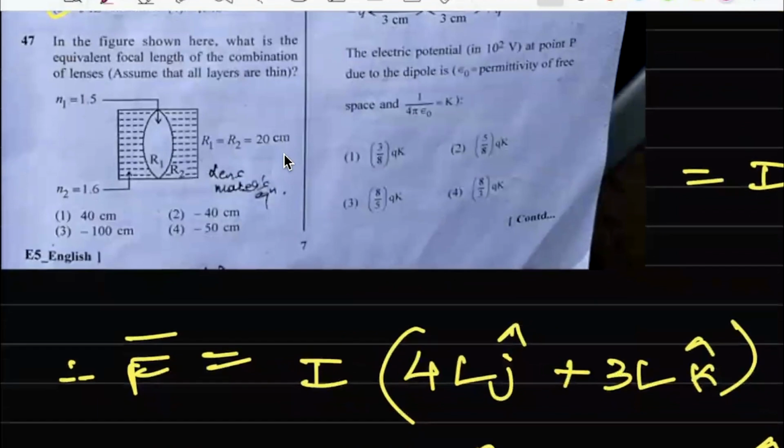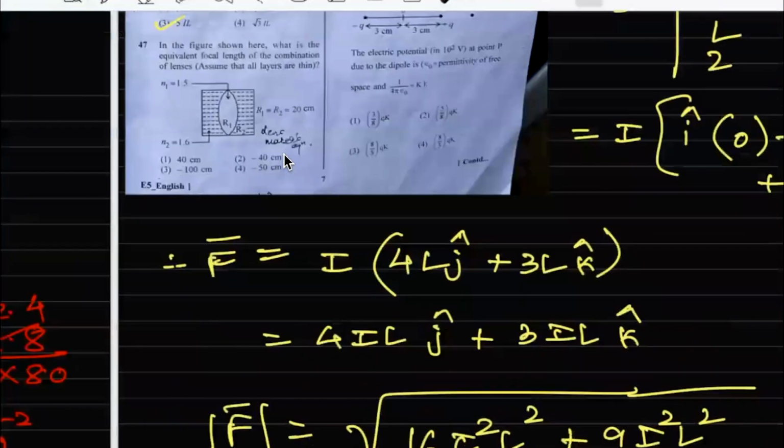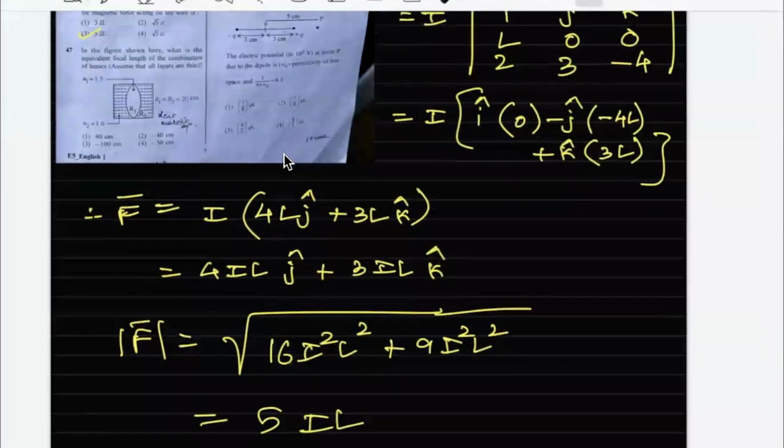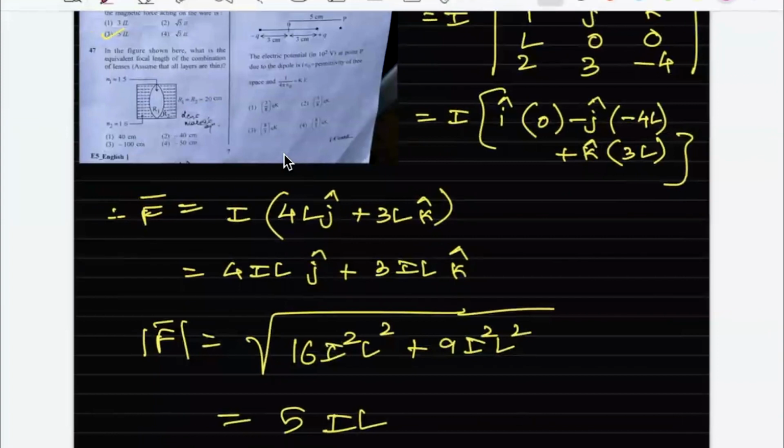So in the figure shown here, what is the equivalent focal length of the combination of lenses? So I have three lenses, two plano, this would be plano concave, right? Plano concave lens, and one biconvex lens. Okay. So equivalent focal length, assume all layers are thin, N1 is 1.5, N2 is 1.6, R1, R2 both are 20 centimeters. So fine. So let's just find out the focal lengths one at a time. So one thing I can say is that F1 and F3 would be the same.